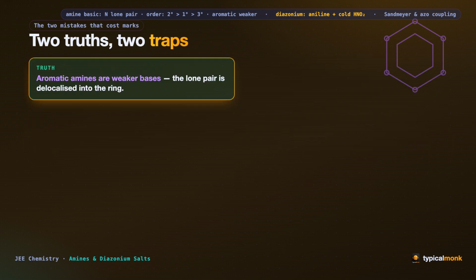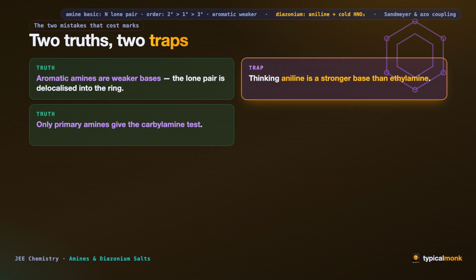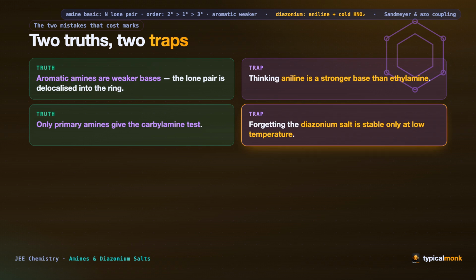Now, the 2 mistakes that quietly cost marks. The truth, aromatic amines are weaker bases because the lone pair is delocalized into the ring. The trap, thinking that aniline is a stronger base than ethylamine, it is not. The second truth, only primary amines give the carbylamine test. The second trap, forgetting that the diazonium salt is stable only at a low temperature.